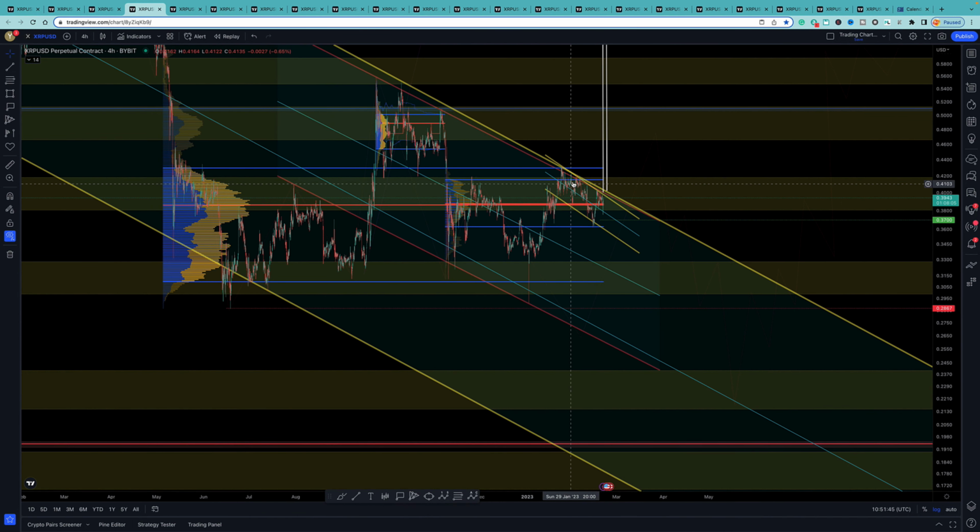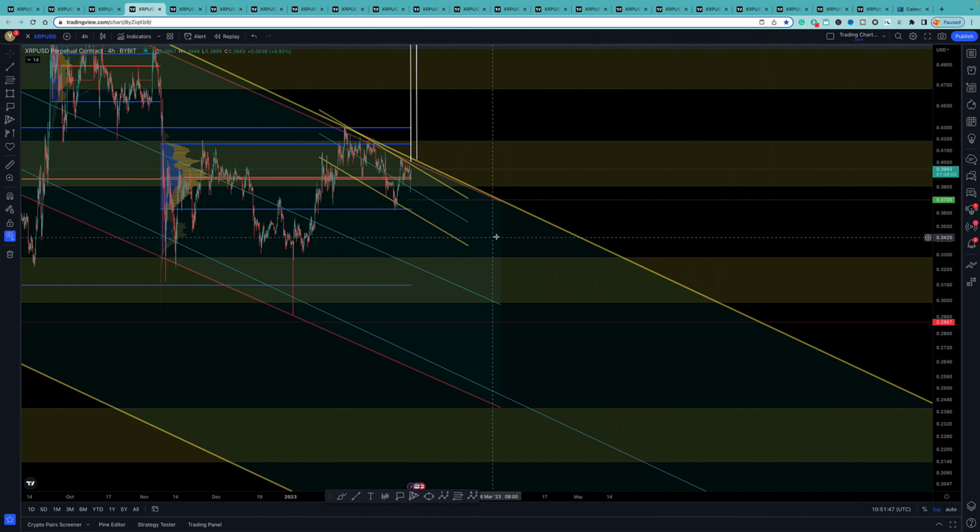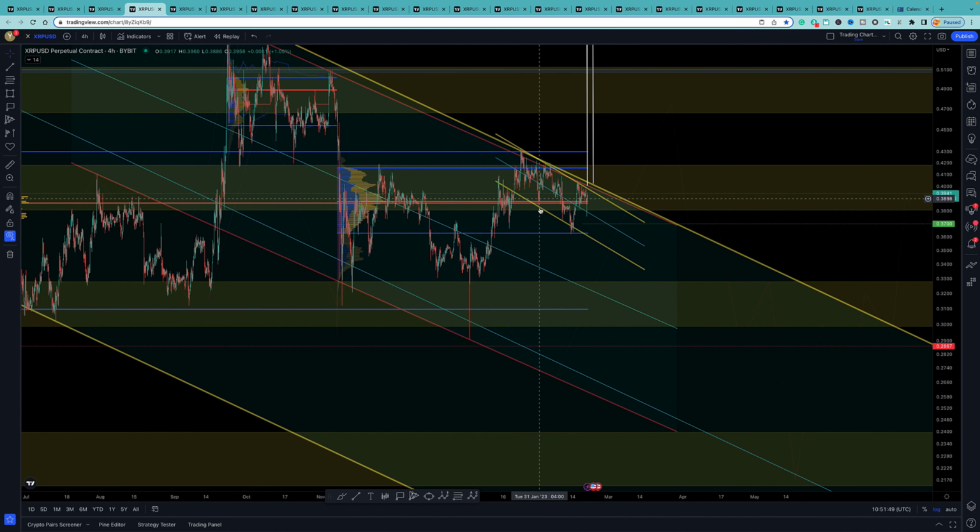But you can see there's a smaller channel in here as well. So 1, 2, 3, 4, 5. Again, the breakout of this descending channel.